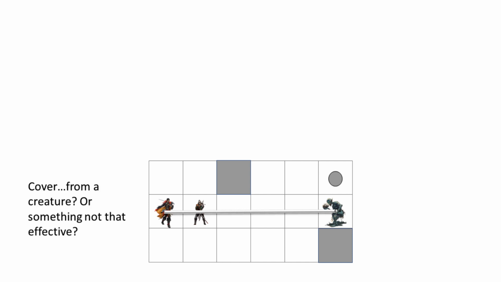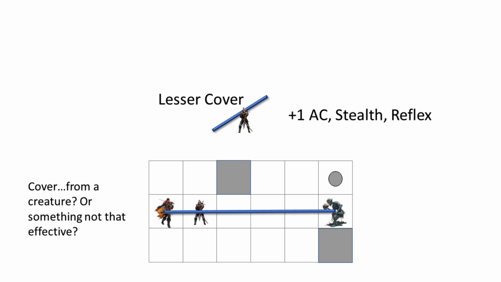Let's say you draw a line between the center of your space and the center of the ghoul's space, and it passes through a character or some other flimsy object. Could you get cover from this creature or something other than a wall? You can, but it's called lesser cover. A lesser cover gives only a +1 to AC, stealth, and reflex.